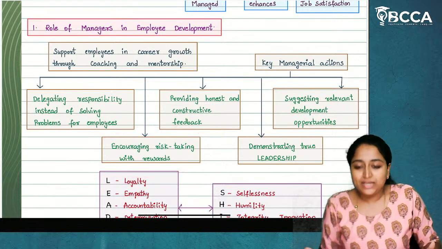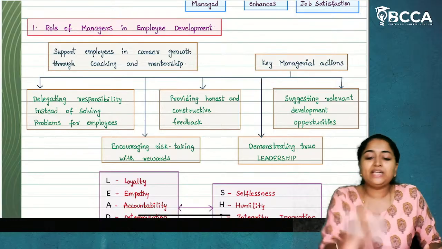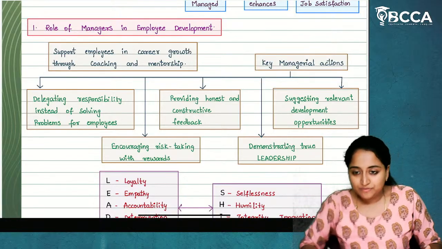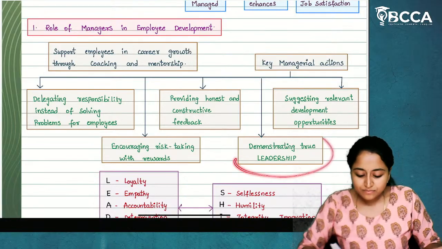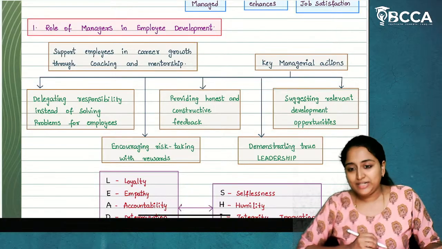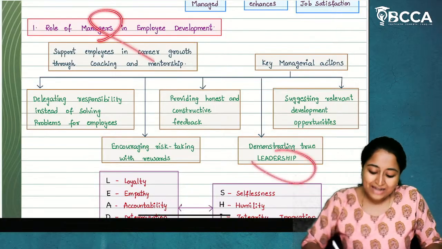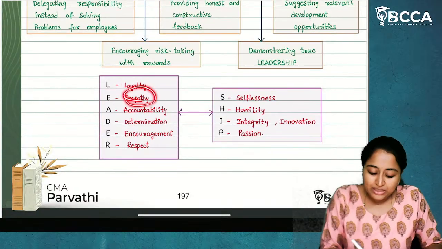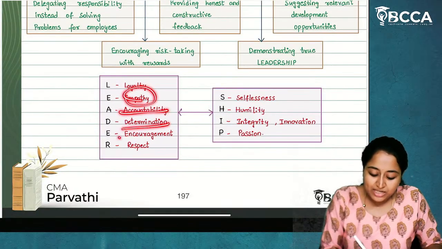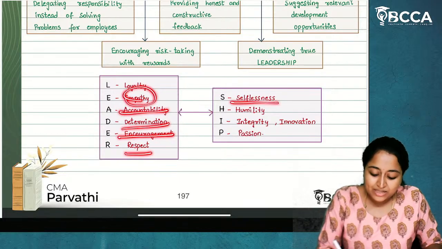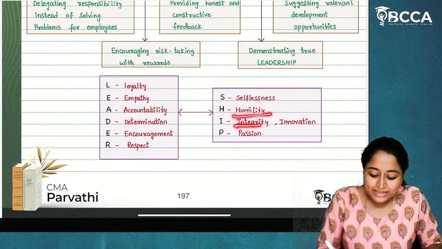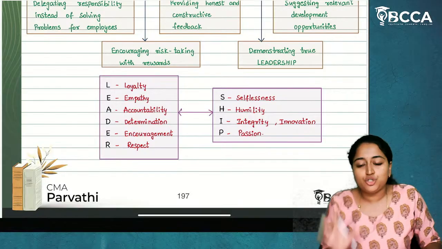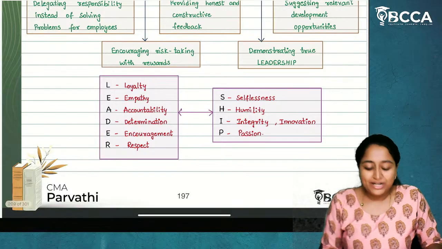Encouraging risk taking with rewards. If they are taking risks, then provide rewards to them, which means appreciate them. Demonstrating true leadership. So managers should act as leaders. How? Loyalty should be there. Empathy, accountability, determination, encouragement, respect, selflessness, humility, integrity, innovation and passion. Everything should be there within the managers.